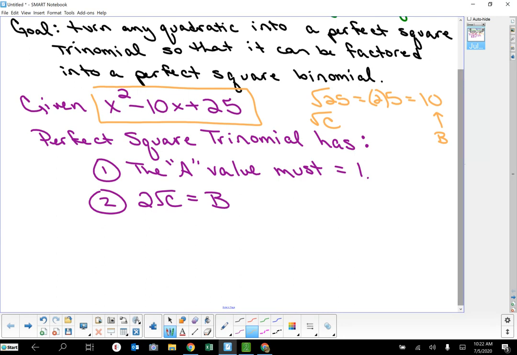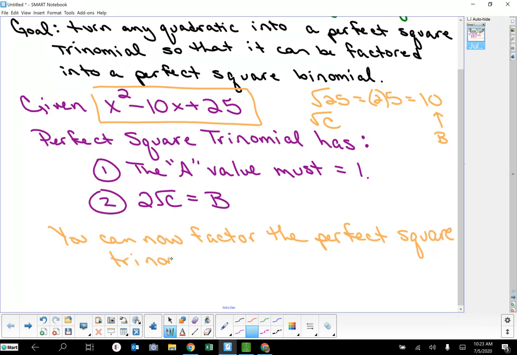If you have a perfect square trinomial, you can now factor the perfect square trinomial into a binomial squared, and that binomial is the root of the ax squared term, and then plus or minus, and this comes from the b, the root of the c term, quantity squared.